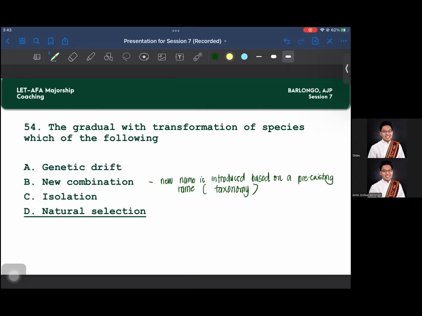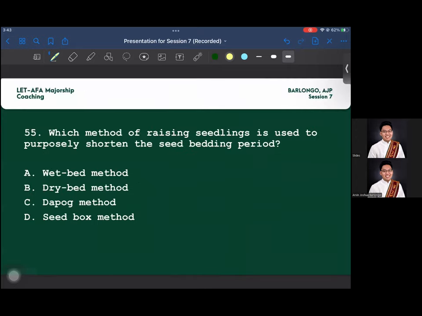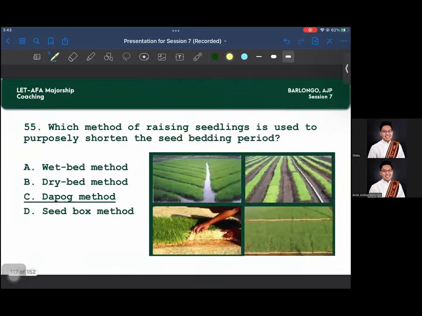Okay, let's go to number 55. So, which method of raising seedlings is used to purposely shorten the seed bedding period? A, wet bed method. B, dry bed method. C, dappled method. Or letter D, seed box method. So, this is also used here in the Philippines. This is actually in the website of the International Rice Research Institute. So the answer for this one is letter C, which is dappled method.